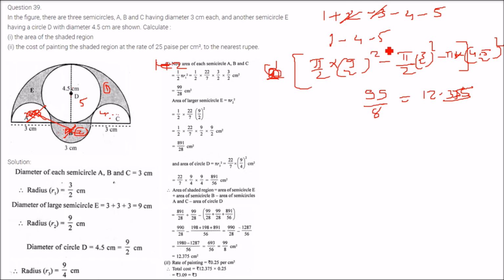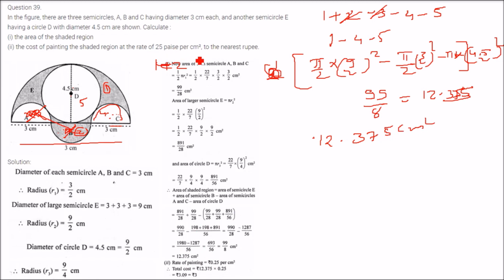So we cancel this. So 1 minus 4 minus 5, 1 means total one, that is pi, but because it is semicircle, so pi by 2, 9 by 2 is the radius from here to here, it is whole square, minus this one, that is pi by 2, now the radius is 3 by 2 whole square, and again minus this whole circle, that is pi, 4.5 by 2 whole square. Okay, so when we compute this, we are going to get 12.375 centimeter square.